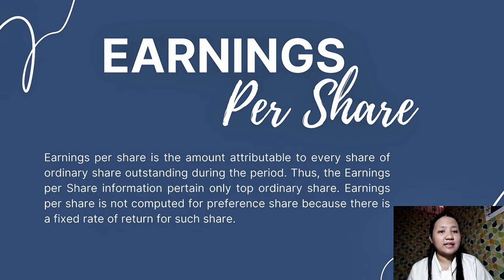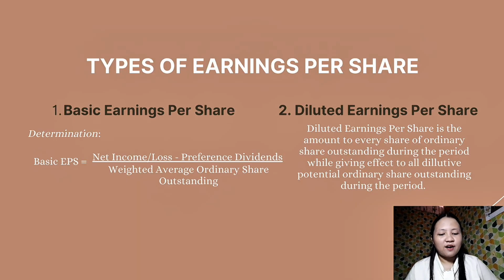So, not all entities are required to present earnings per share. Only the public enterprises are required to present earnings per share to achieve comparability in financial reporting. On the other hand, non-public enterprises are only encouraged but not required to present earnings per share. So there are two types of earnings per share. First is the basic earnings per share, and the second is the diluted earnings per share.